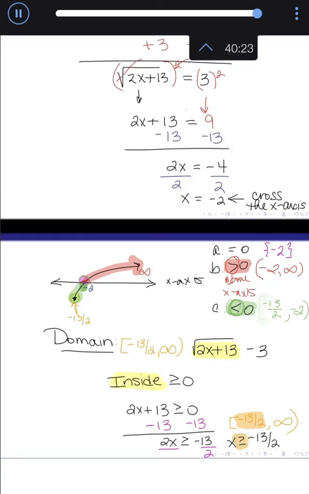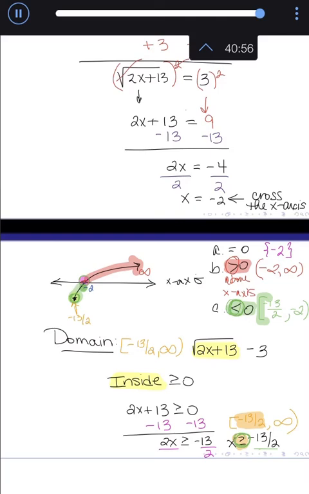Be careful. This point that's down here should be included because it is below 0. It is negative. A good way of remembering this is, if you look at the domain, it has a greater than or equal to at the negative 13 halves, which is a reminder that you should be including it. So you should have a bracket at the negative 13 halves, despite the fact that you have just a less than symbol here.